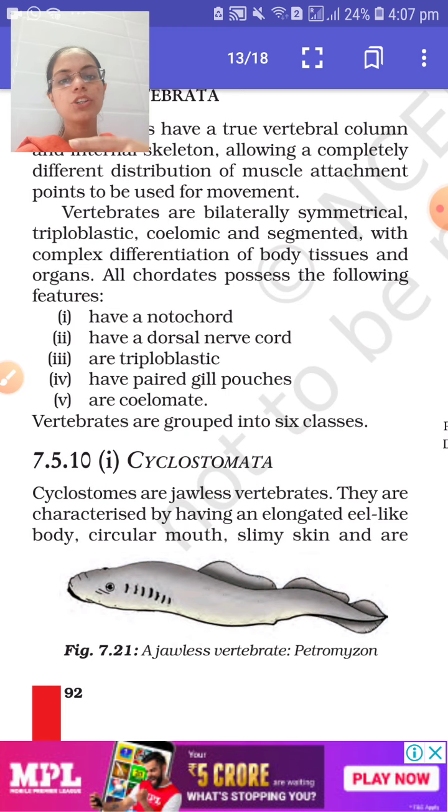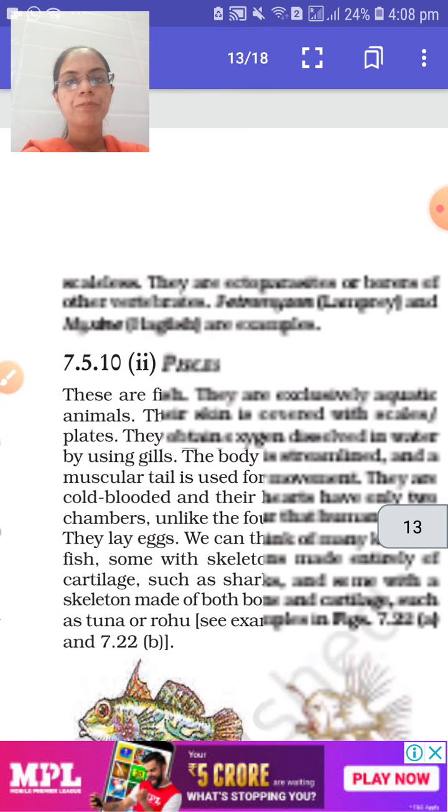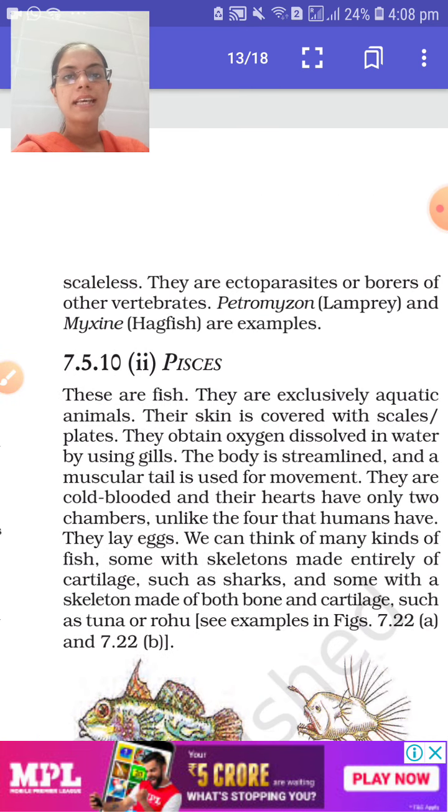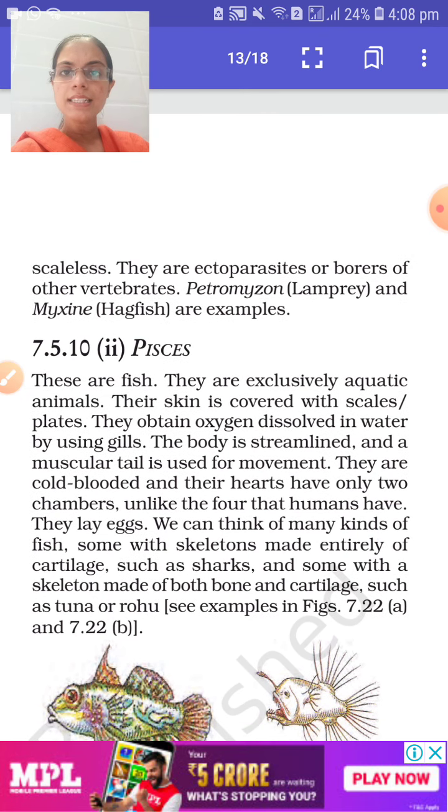They have the circular mouth. See, the figure has given the circular mouth. Slimy skin. What do you mean by slimy skin? Slimy skin means they have skin which is slippery. If you touch this organism, it will slip from your hand, and they are scaleless. What is scaleless? Fish have scales, but these organisms have flat surfaces which do not have scales.